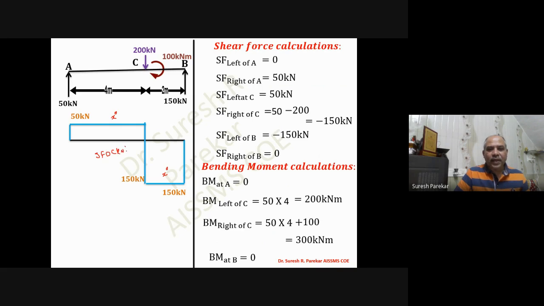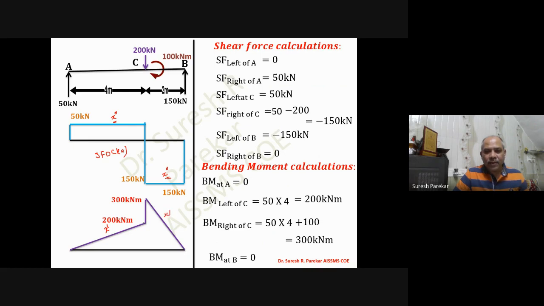Then we will go to the BMD. Then we have 0 at A. At left of C, we have 200 kilonewton meter. Right of C, we have 300 kilonewton meter. And then we have 0. So now you can see here we have x to the power 0, this is x to the power 1, x to the power 0, so we have x to the power 1.